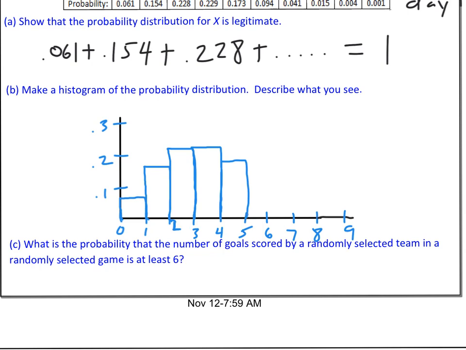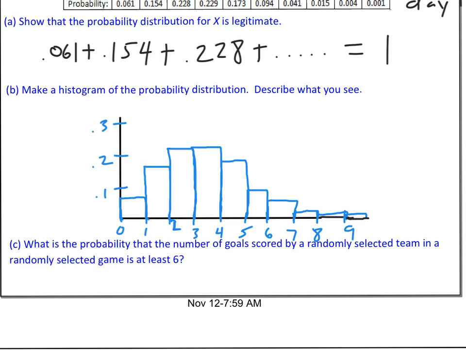5, just under 0.1. 6 is going up to 0.04. 7, 0.01. And then 8 and 9 are really, really low, as there was not a lot of NHL games where there was 8 or 9 goals scored.